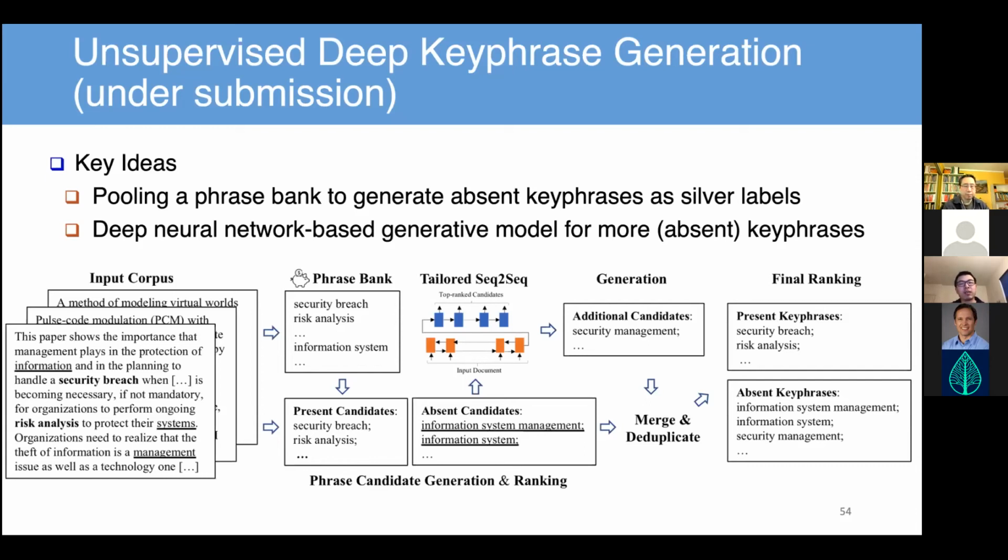In the past, it was mostly done in a supervised way. You take some articles and their keyphrases, and then you train a sequence-to-sequence model to do this generation. But now we propose a new method called unsupervised deep keyphrase generation. We put together a phrase bank to generate absent phrases as silver labels. We get all the extracted phrases together from all different articles, and then we apply some rules to add some absent keyphrases for each document.